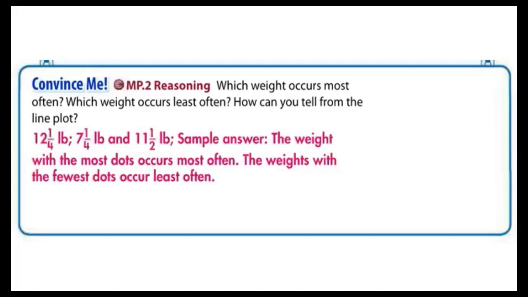So the weight with the greatest number of dots is the most often, and the weight that has the least amount of dots over it occurs the least often. Okay, let's move.